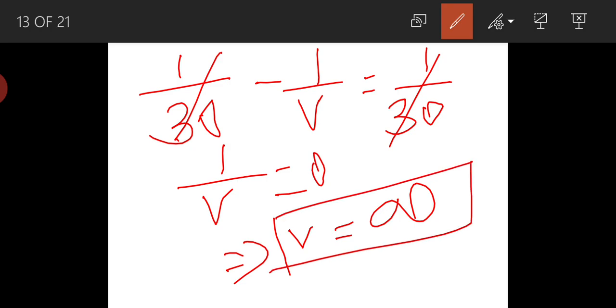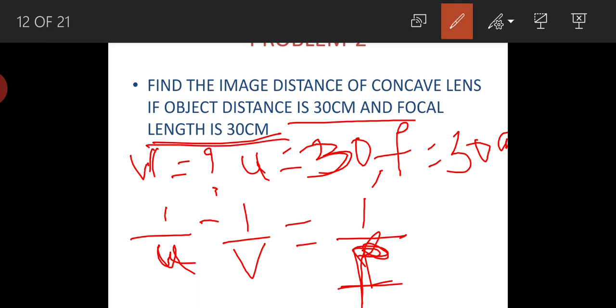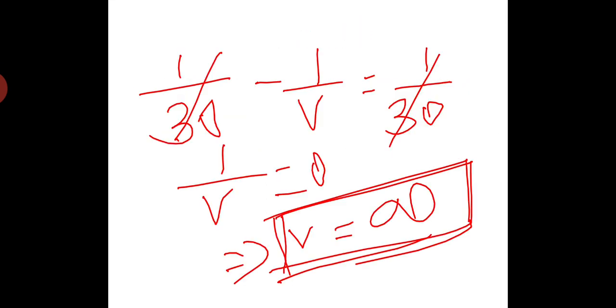It means the image distance is infinite. It means the image will form at infinity. This is the case when the object is placed at focus. So whenever the object is placed at focus, the image will form at infinity. I think you remember this case. Here in the question also you can observe that the focal length is 30 centimeters and the object distance is also 30 centimeters. It means the object is placed exactly at focus, so the image is formed at infinity.